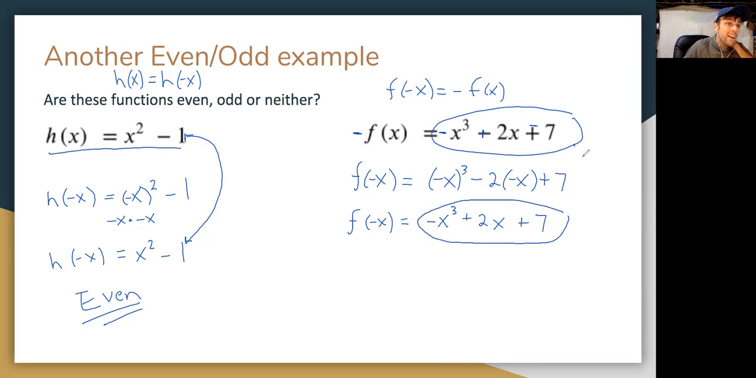And they're very, very close, in fact. The first term's the same, the second term's the same, but this one is not the same. It's plus 7 here, but it's minus 7. It's very close, but it is not an odd function. So in this case, we know that it is neither. It is neither even nor odd. And a lot of functions are going to be neither.